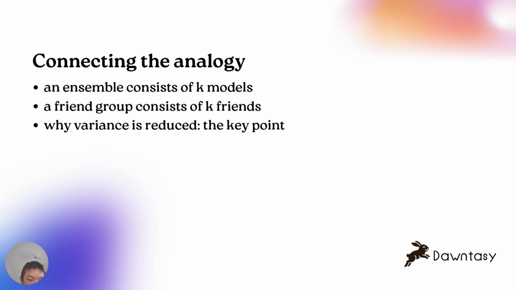So let's connect this analogy to machine learning. An ensemble consists of k models, where k is the number of models, obviously. And a friend group consists of k friends. Can you see the connection? An ensemble is basically like a friendship group, but in machine learning. And variance is similarly reduced because there are more members and thus it's more resilient. I'll show you the mathematical proof in another video.